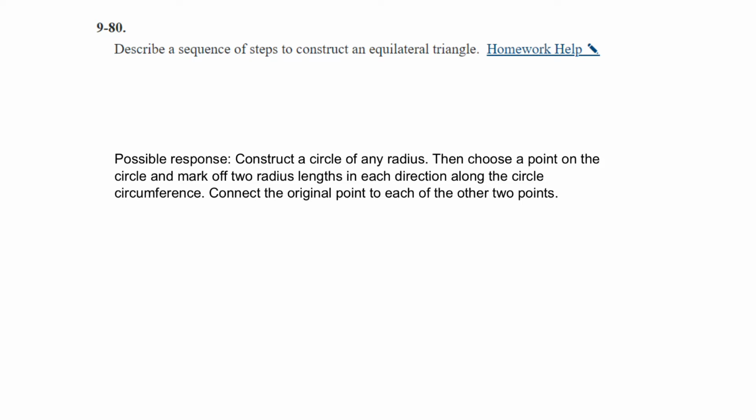And so I have a possible response down here, and that is to construct a circle of any radius, then choose a point on the circle and mark off 2 radius lengths in each direction along the circle circumference. Connect the original point to each of the other 2 points.